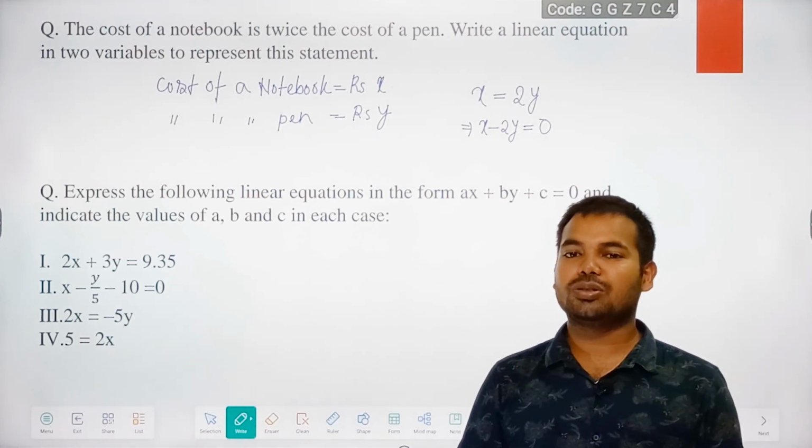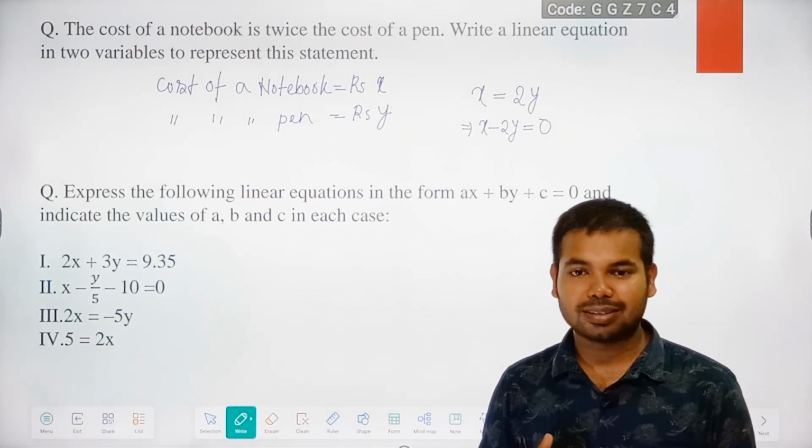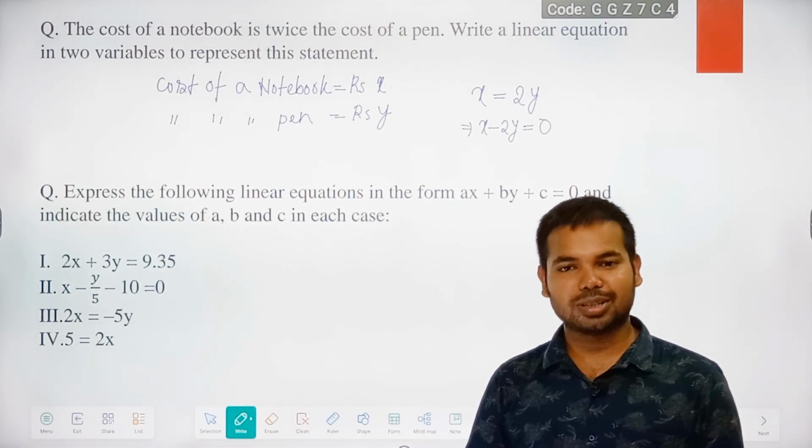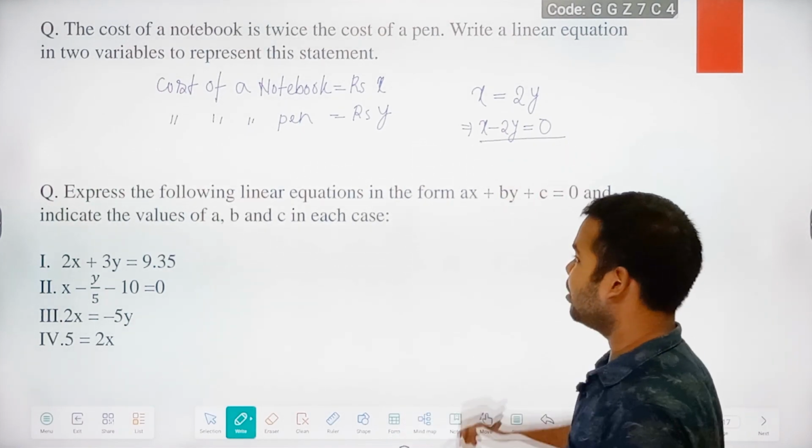B is the number multiplied with y, that is equal to minus 2, and c here, there is no c term, so c is equal to 0. Okay, so this is a linear equation.